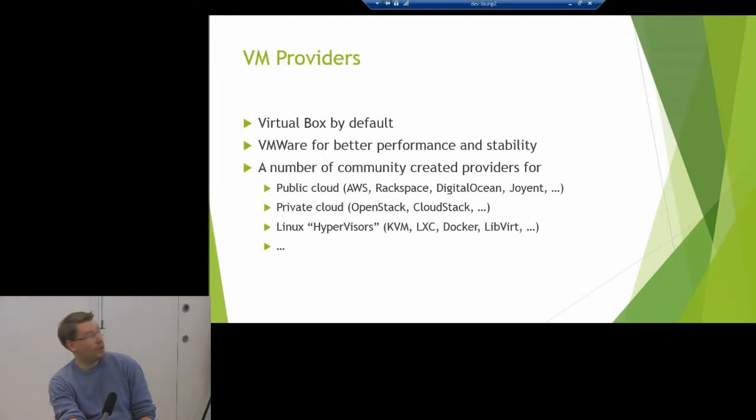So a few details about Vagrant. There's a bunch of VM providers that are the bits that actually spin up VMs, and those give you facilities for using certain VM technologies. So it uses VirtualBox out of the box. You can also use VMware, which apparently is more stable and runs a bit faster. And then there's a bunch of community contributions for spinning things up in Amazon or various other public cloud providers, spinning stuff up in private cloud, or using Linux hypervisors, Docker, and so forth.